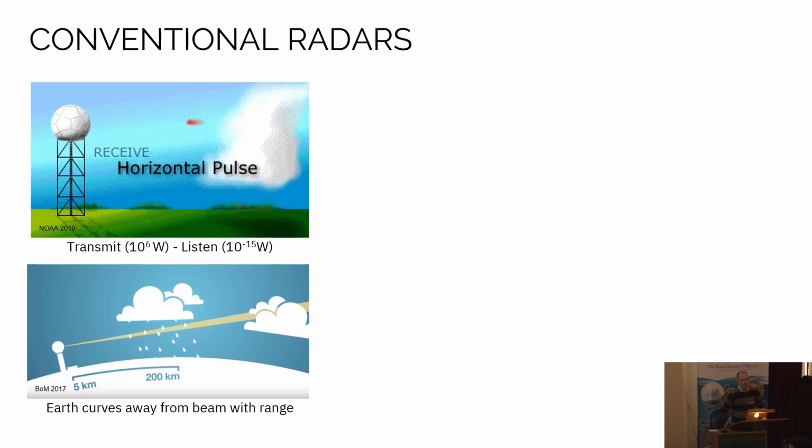One really important fact that people often look over when looking at radar data is the Earth curves away from the beam with range. So when you're looking further away from a radar, you have to remember that you're actually looking at a higher elevation as well, which limits what you can infer at the surface.